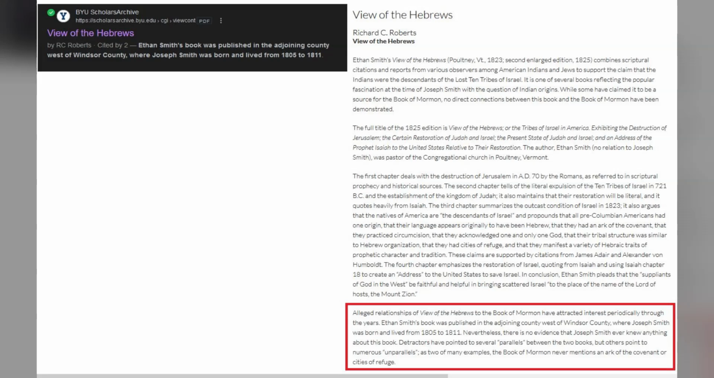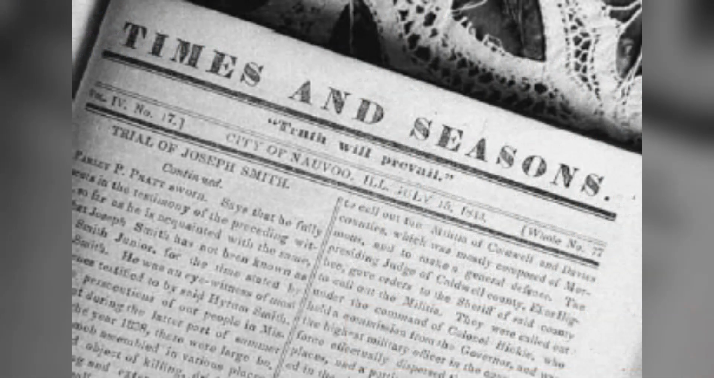alleged relationships of View of the Hebrews to the Book of Mormon have attracted interest periodically through the years. Ethan Smith's book was published in the adjoining county west of Windsor County, where Joseph Smith was born and lived from 1805 to 1811. Nevertheless, there is no evidence that Joseph Smith ever knew anything about this book. Detractors have pointed to several parallels between the two books, but others point to numerous unparallels. Do not forget, Joseph did mention the book in 1842 that we know of.